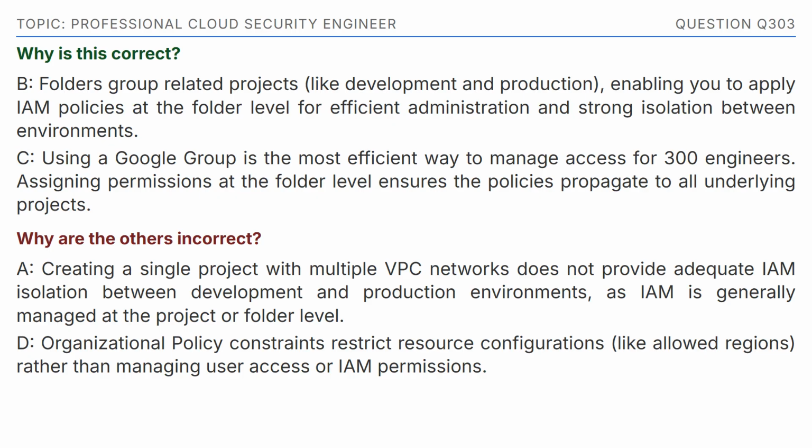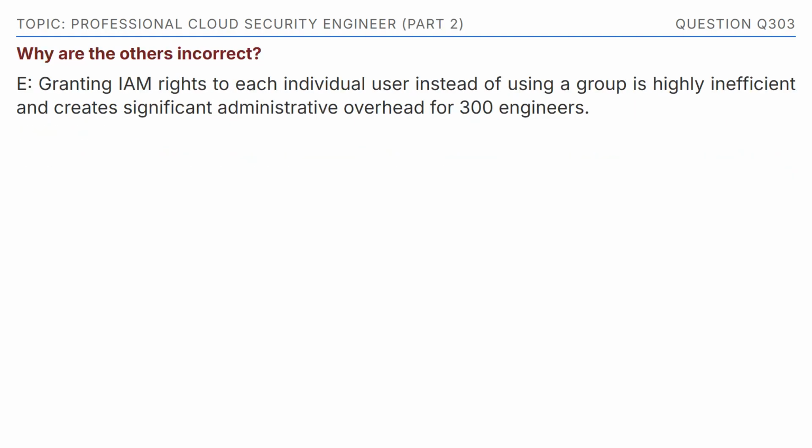Why are the others incorrect? A. Creating a single project with multiple VPC networks does not provide adequate IAM isolation between development and production environments, as IAM is generally managed at the project or folder level. D. Organizational policy constraints restrict resource configurations, like allowed regions, rather than managing user access or IAM permissions. E. Granting IAM rights to each individual user instead of using a group is highly inefficient and creates significant administrative overhead for 300 engineers.